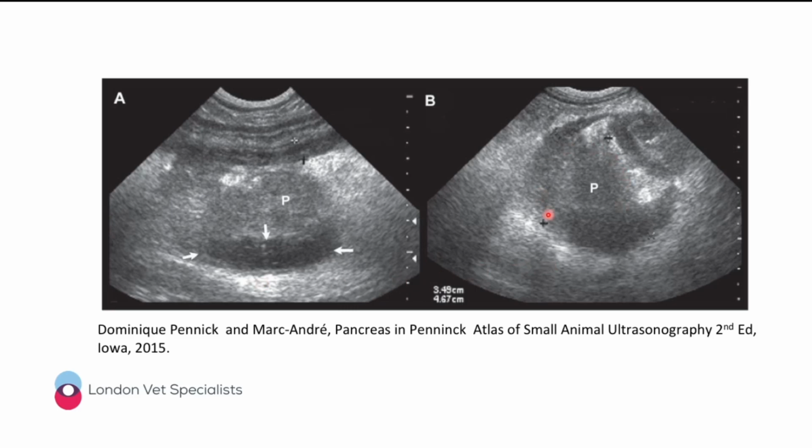In B, we've got a similar lesion. This is taken from an exam of a 10-year-old Labrador cross. And again, there's a discrete mass associated with the pancreas. It's hypoechoic, and there's evidence of inflammation of the peripancreatic fat. So this is how a pancreatic abscess might look. So essentially a discrete hypoechoic pancreatic mass with associated inflammation of the peripancreatic fat.